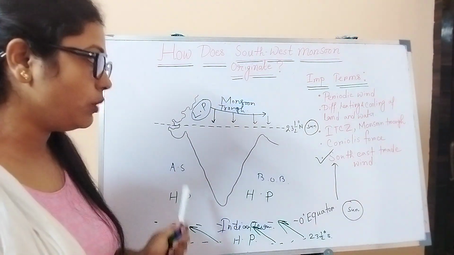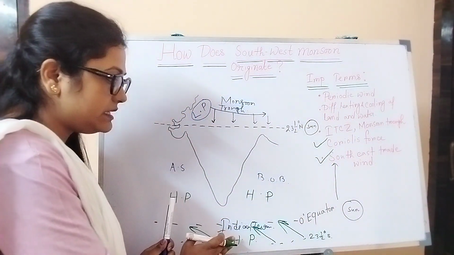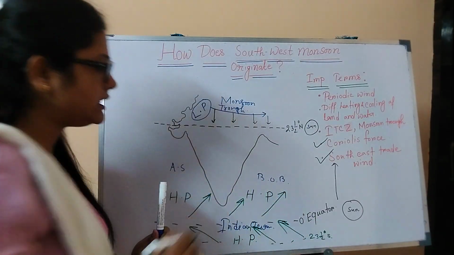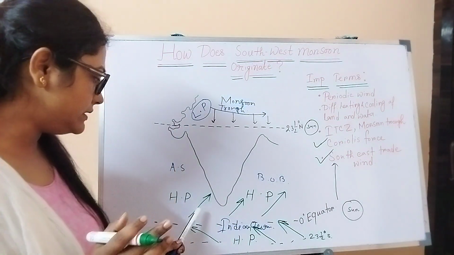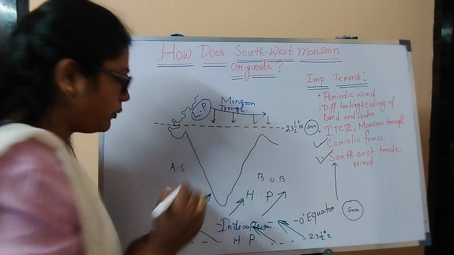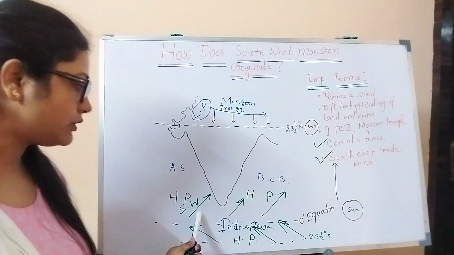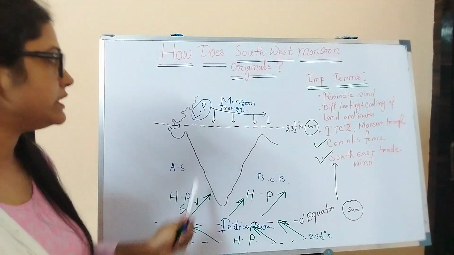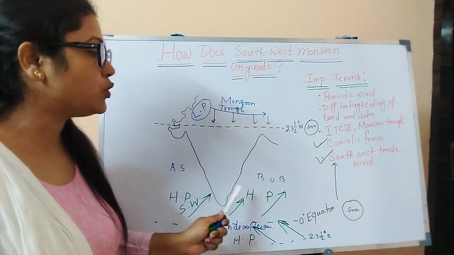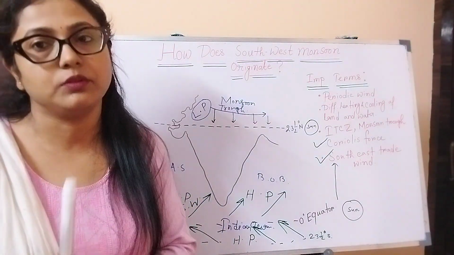Just after the crossing, what will happen? Due to this Coriolis force, this southeast trade wind will be deflected towards the right. In this way the direction is totally changed and it becomes the southwest wind. So why does the southeast trade wind cross the equator? Because it has to reach the monsoon trough region, and whenever it crosses, due to the Coriolis effect, its direction gets deflected and it becomes a southwest wind.